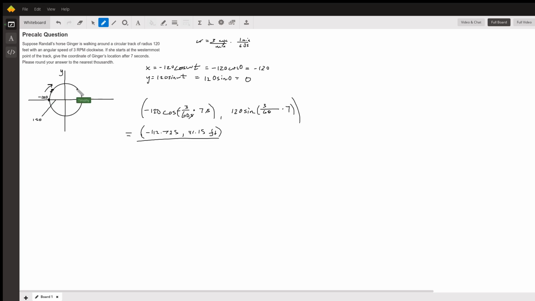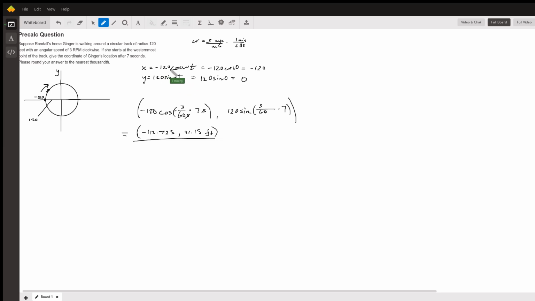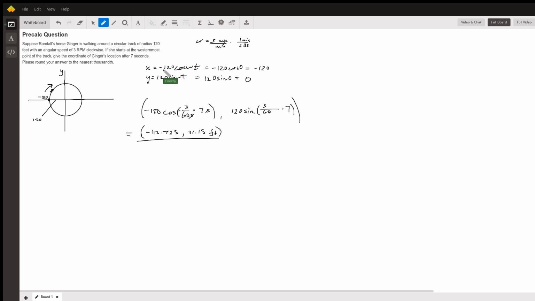All right, with any parametric equation for circles, your x-coordinate and y-coordinate are defined by your radius times cosine omega t, so they're in the format r cosine omega t, r sine omega t. With this, we're starting out with negative 120 here, because we're starting on the left side of the y-axis, and it's going to be positive 120 because we're traveling clockwise upwards.